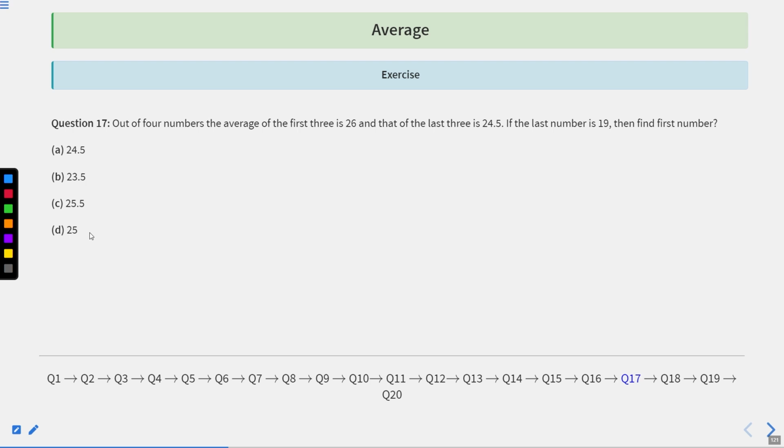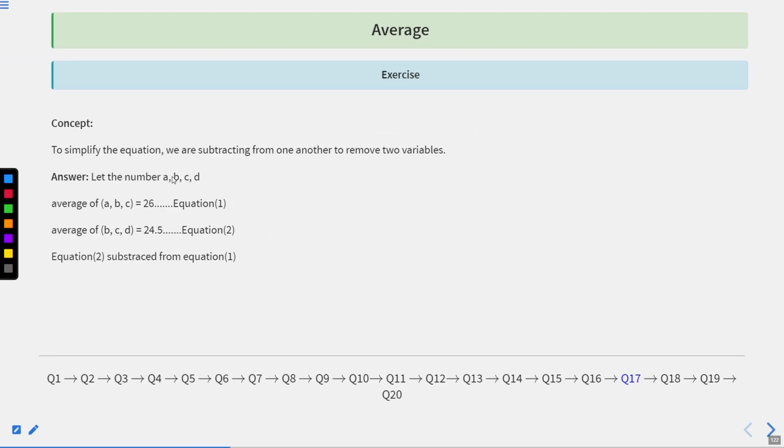So moving on to problem number 17. Out of 4 numbers, the average of the first 3 is 26 and that of the last 3 is 24.5. If the last number is 19, then find the first number. To simplify the equation, we are subtracting one from another to remove two variables. So that's the key idea here.